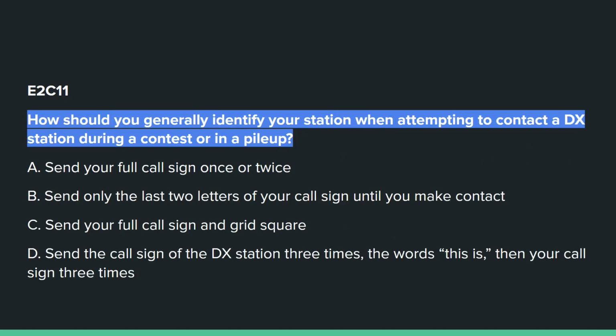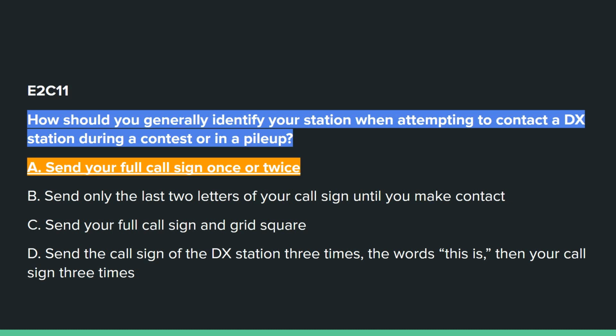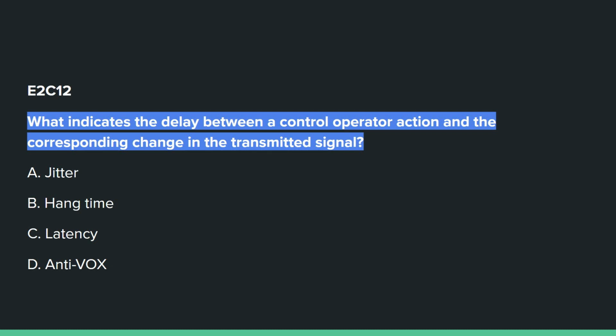E2C11, how should you generally identify your station when transmitting or when attempting to contact a DX station during a contest or in a pileup? A, send your full call sign once or twice. E2C12, what indicates the delay between a control operator action and the corresponding change in the transmitted signal? C, latency.